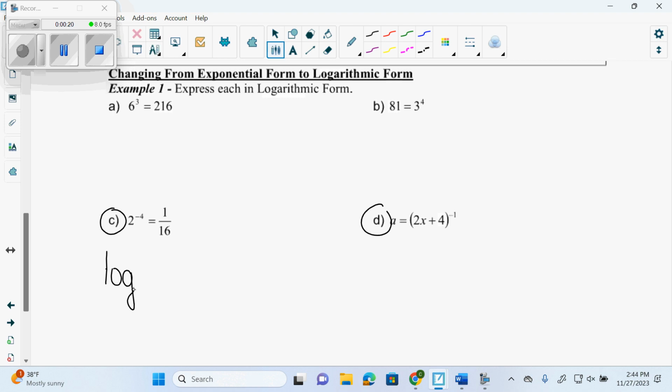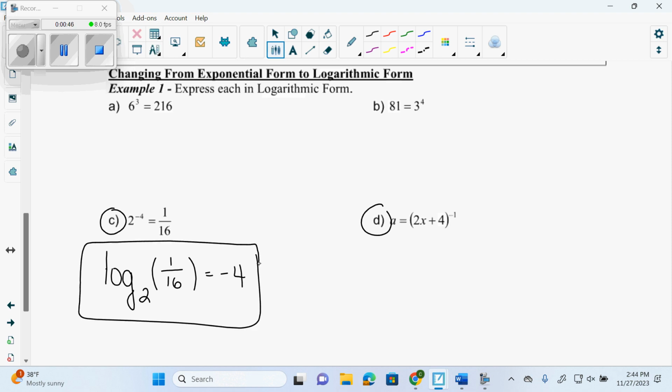Now, we need to have three pieces of information to be able to convert. What's the base of my exponent on this one? It's the 2. So we get log base 2, and then what goes beside it is what's not friends. So what goes beside it? 1 over 16, and it equals negative 4. We're done. We just wanted to convert it.